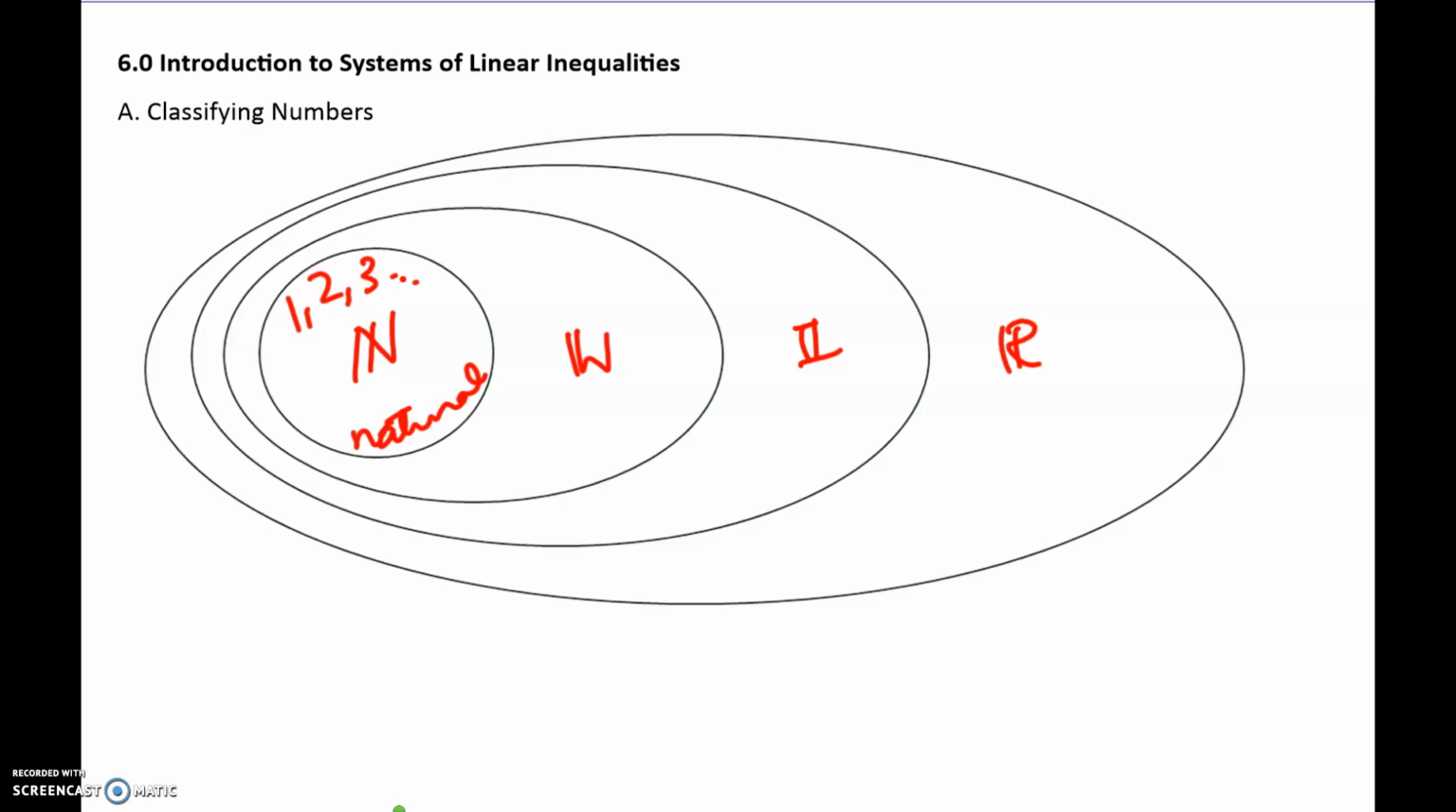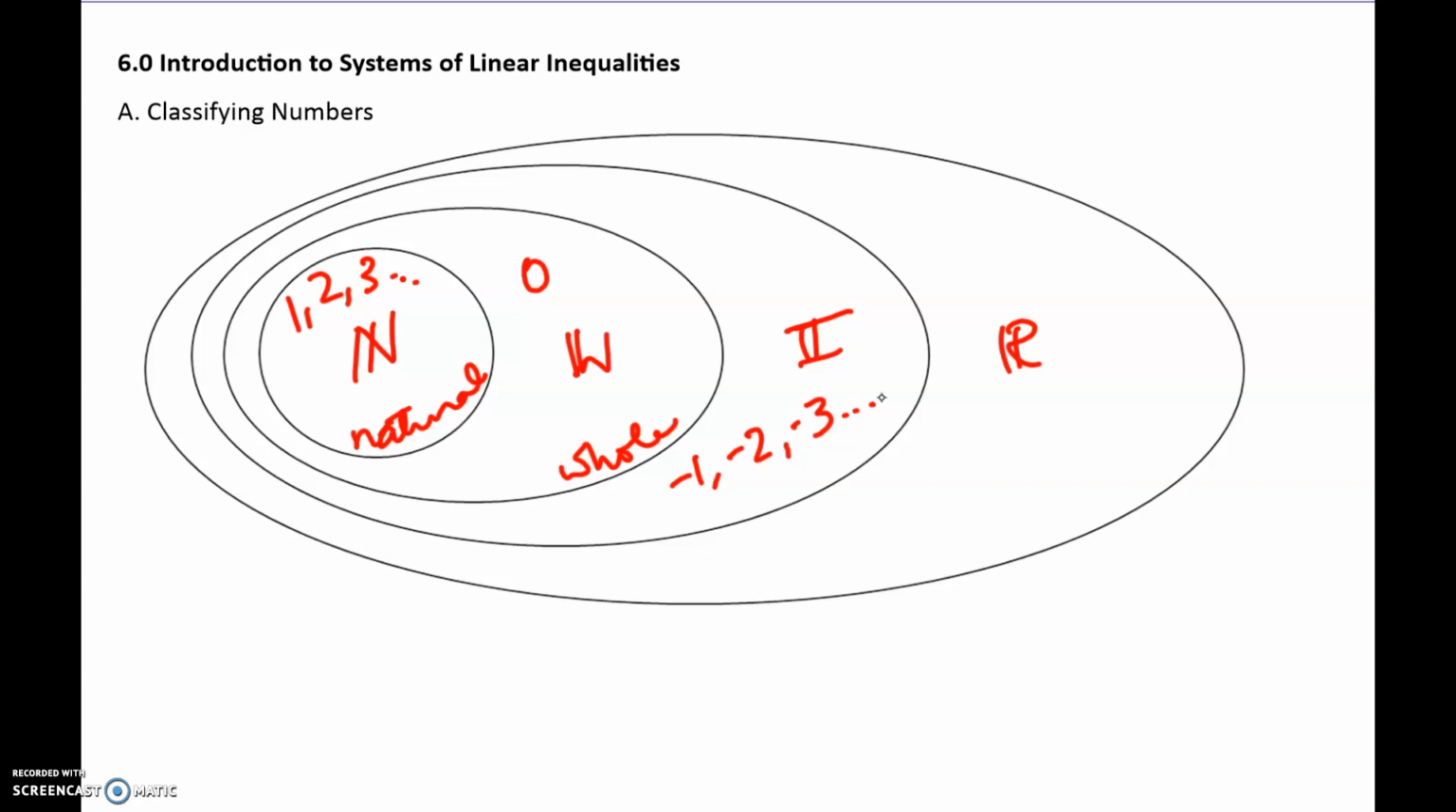Then you learn about the idea of 0, and whole numbers then include 0 as well as all the natural numbers. They're represented by a capital W. Next, in the number classification come integers. So integers include all natural numbers and all whole numbers, as well as all the whole opposites, so the negatives, etc., all the way up into infinity in the negative direction.